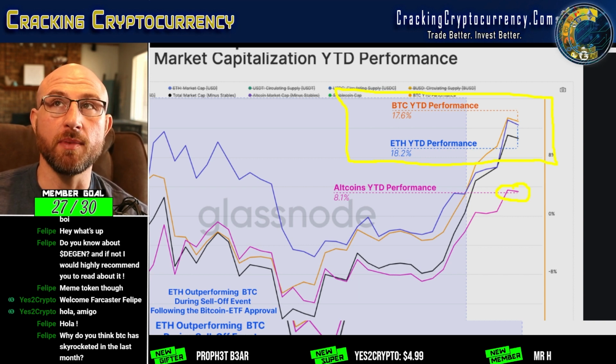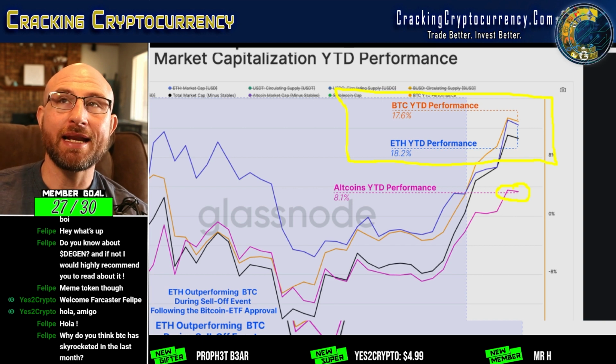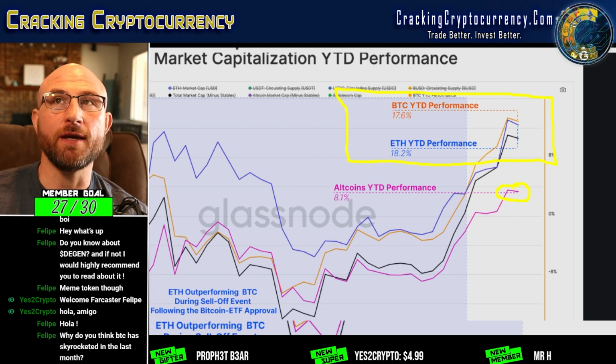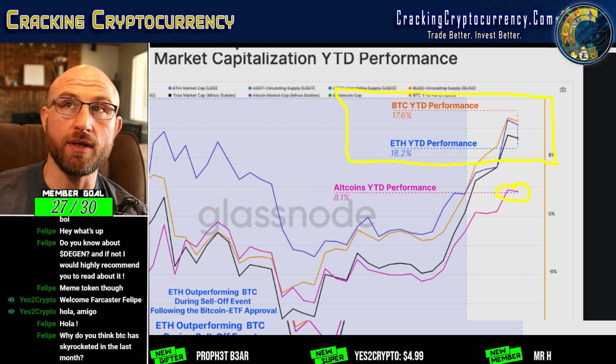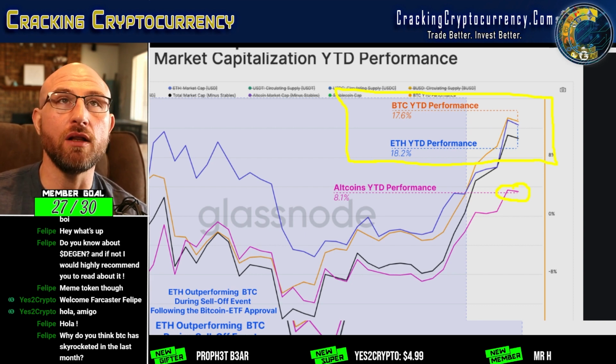Of course, altcoins have been moving up, doing fantastic, but that cycle of the market where we see Bitcoin stagnate, and Ethereum tends to go up quite well, we haven't seen that. What do I think?